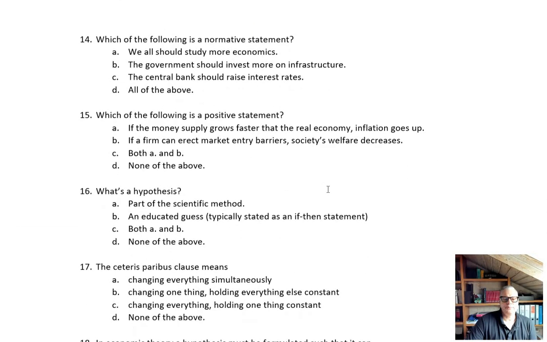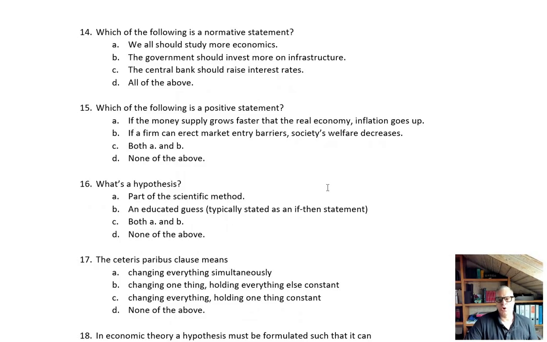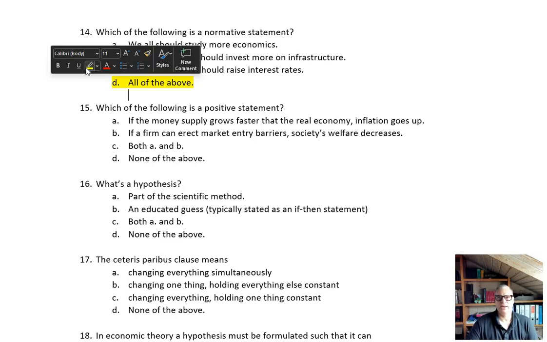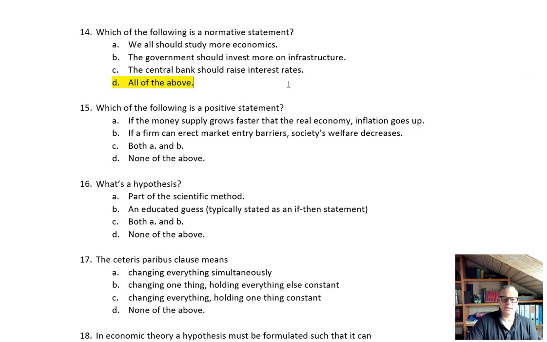Okay, 14. Which of the following is a normative statement? We all should study more economics. The government should invest more on infrastructure. The central bank should raise interest rates. So those are all normative statements, because I imply that all of these three examples are good in one way or the other. So whenever you read "should," that's a pretty good indicator for a normative statement.